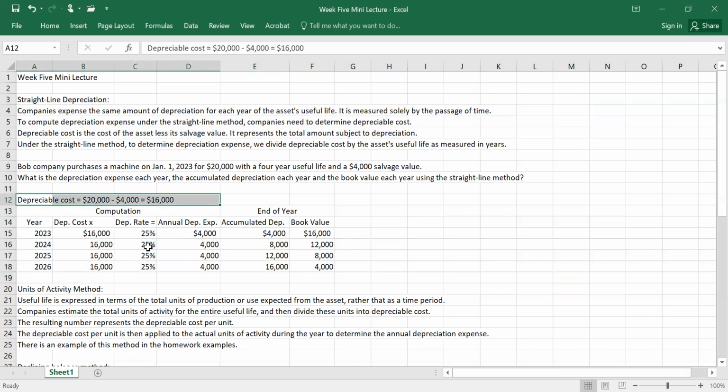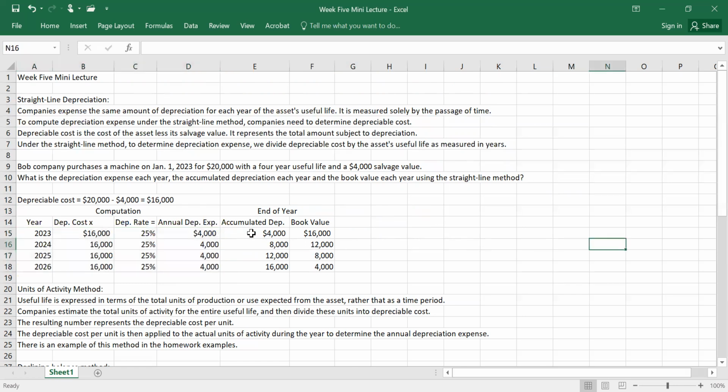So first, we're going to figure out that depreciable cost. And the way we do that is 20,000, the cost, minus 4,000 salvage value equals 16,000. So you'll notice for each year, the depreciation cost is 16,000. We then go ahead and multiply that by the depreciation rate. And in this case, it's 25%. And if you wanted to know how to do that, if you took 1 divided by 4, that would give you 25%. The annual depreciation expense is going to be the same each year. It's just 16,000 by 25%. So that's all the same. So far, all 4 of these years have the same amounts.